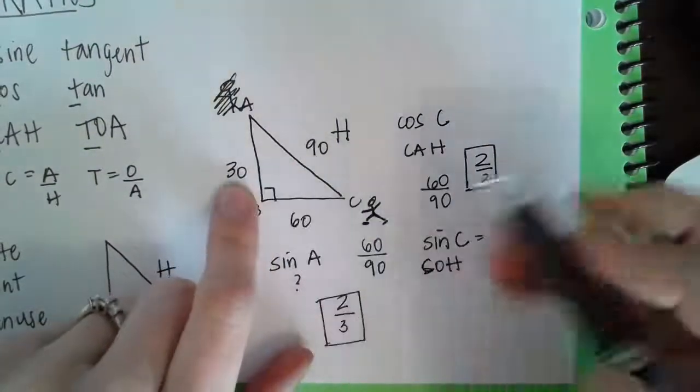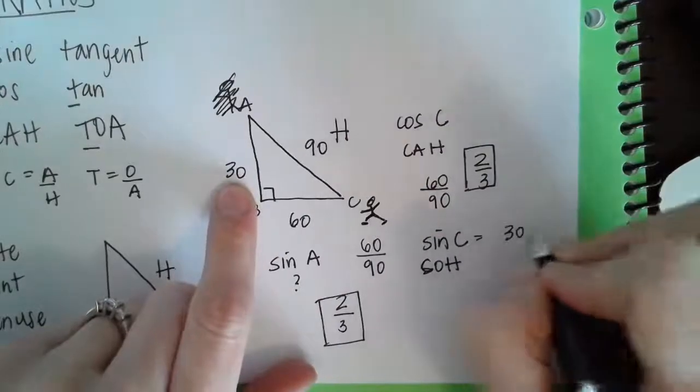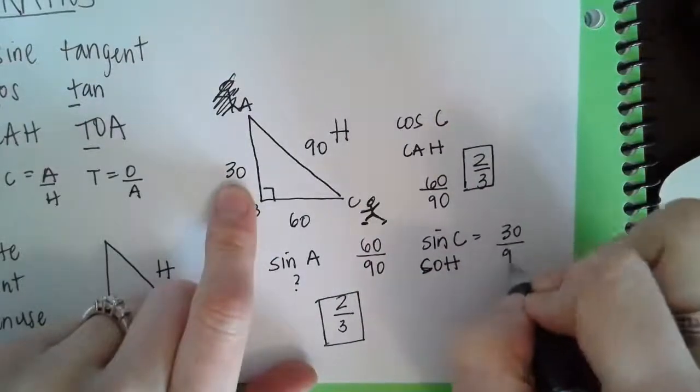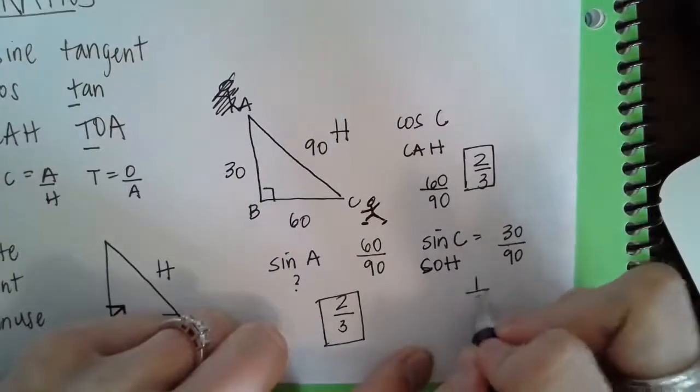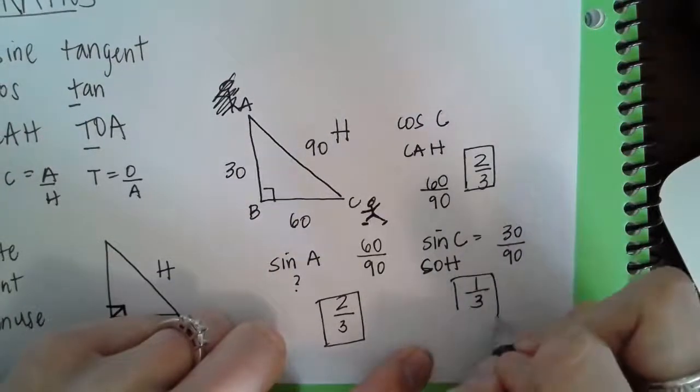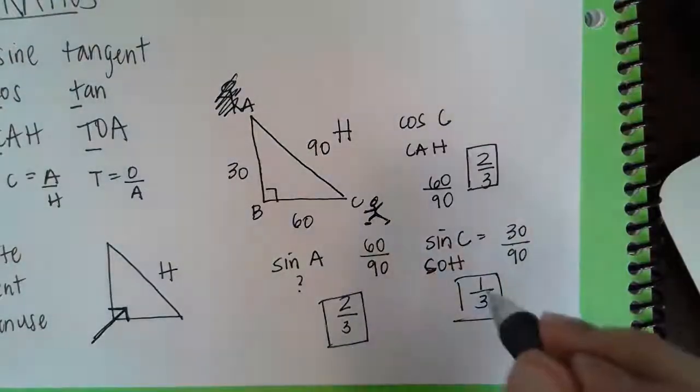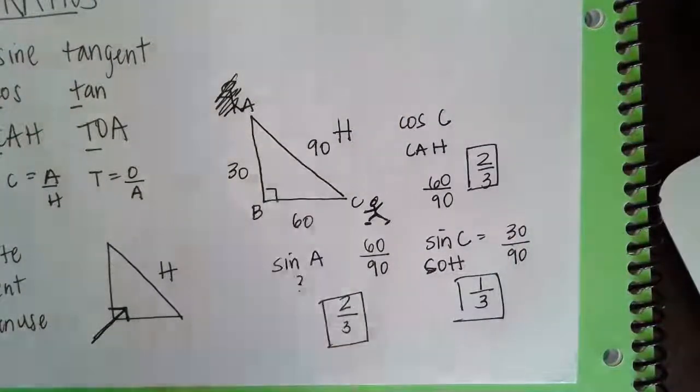Okay, then we want to put the opposite side, so not the adjacent side. This time we want the opposite side, which is 30. And we want our hypotenuse, which is 90. Again, we can reduce that in our calculator, and we would get 1/3. And that is our trig ratio for sine of C using this triangle.